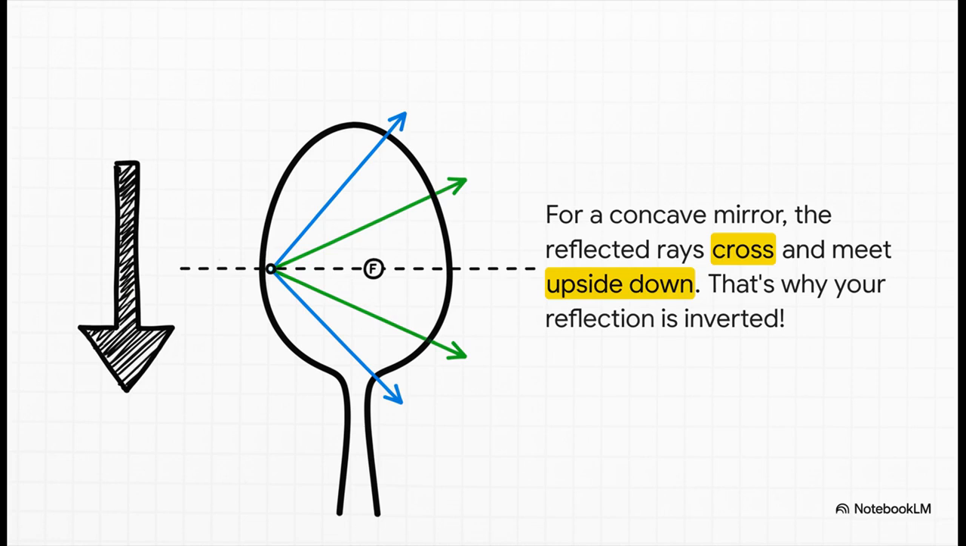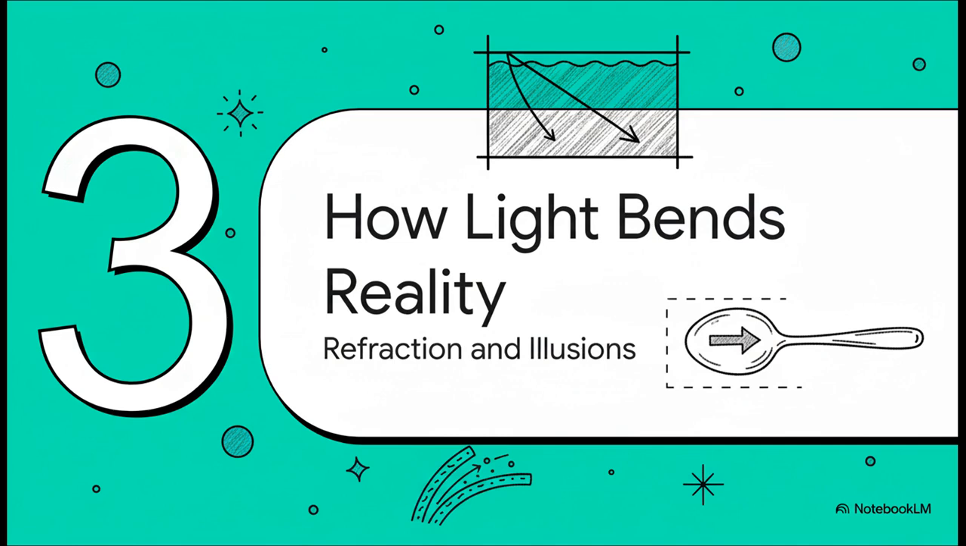And, this is the key, they cross over, upside down. The rays from the top of your head end up on the bottom, and the rays from your chin end up on top. Your brain sees this crisscrossed image, and that is why you look inverted in a spoon. Boom, mystery solved. So that's reflection, that's the bounce.